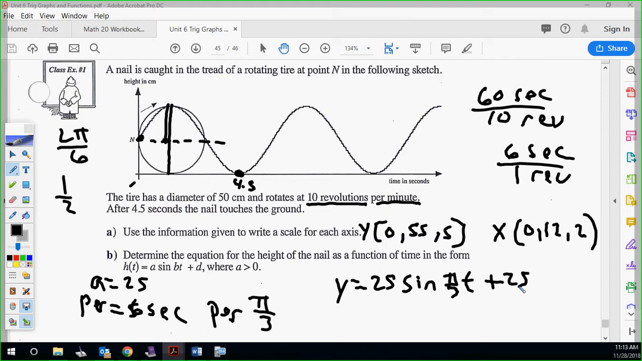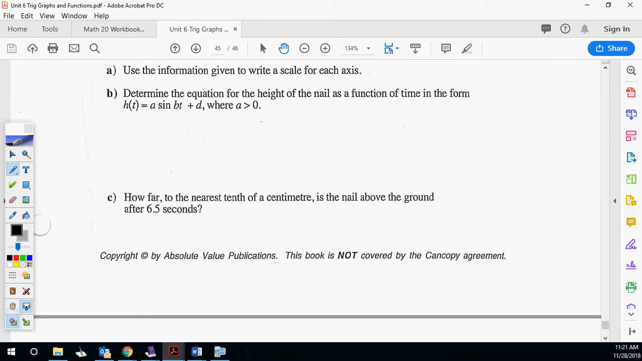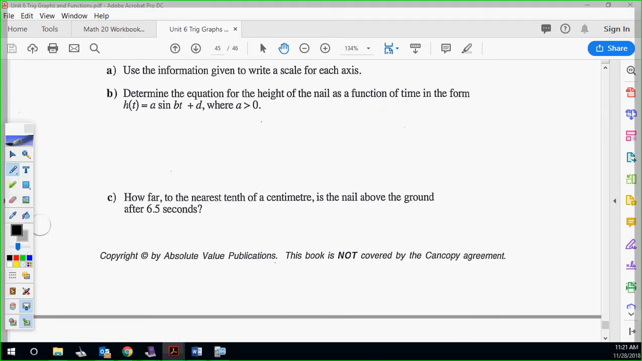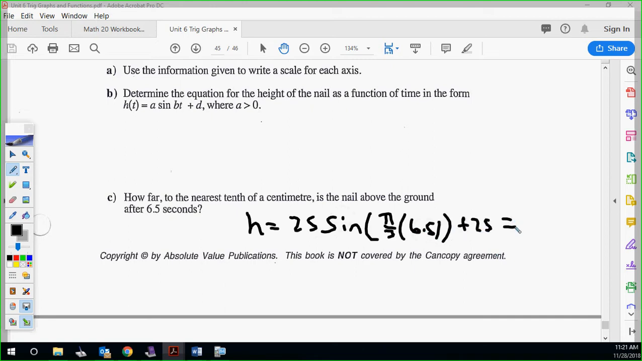And then part C, with that equation we just did, it says how far, to the nearest tenth of a centimeter, is the nail above the ground at 6.5 seconds. We're just trying to find the value at 6.5 seconds. So we simply plug 6.5 in and calculate. That's going to be 25 sine of pi over 3 times 6.5, plus 25. Yes, you can do that with trace as well.